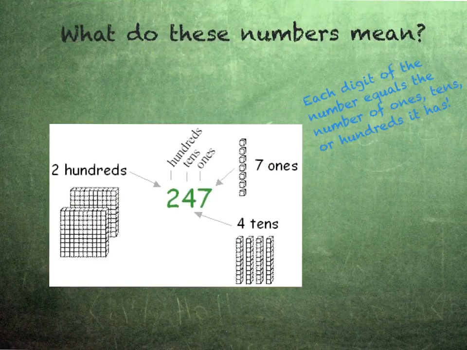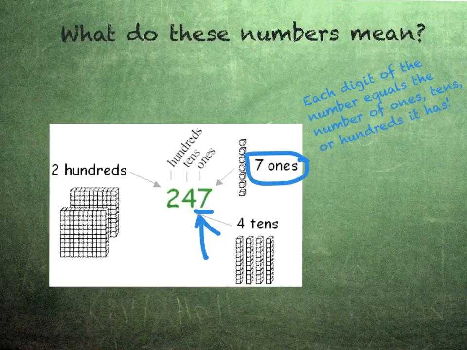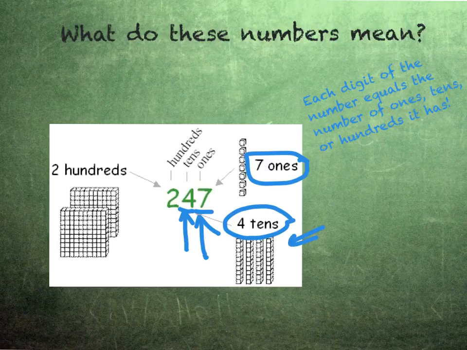So let's take a look at what each of these numbers really mean. We can see that the farthest number to the right represents our ones place, and our 7 represents the fact that we have 7 ones, or 7 unit blocks. Our 4 in the tens place represents the fact that we have 4 tens, or 40 units.